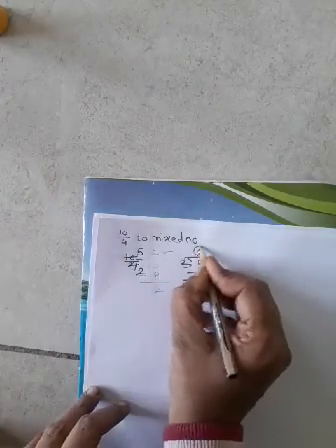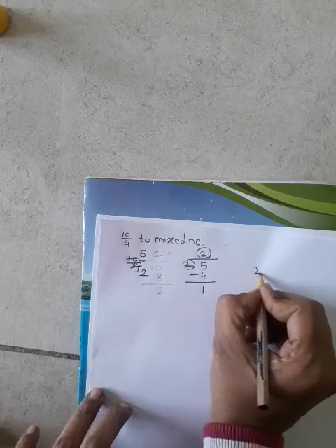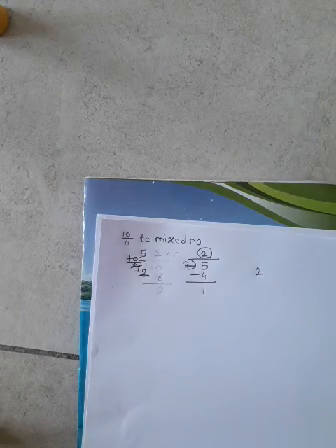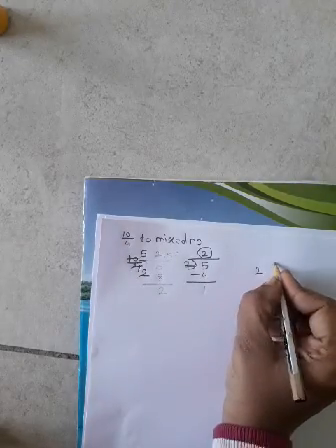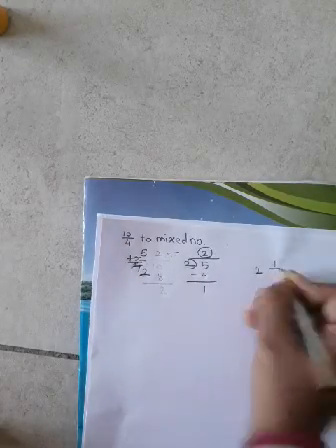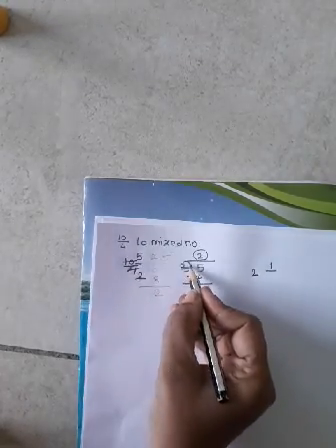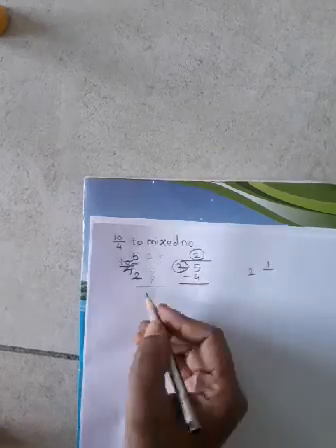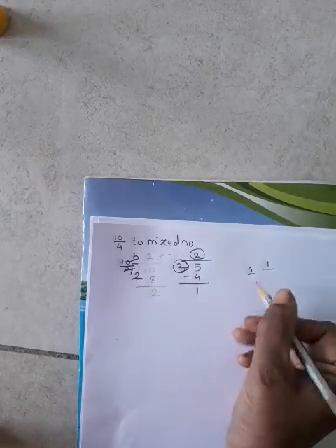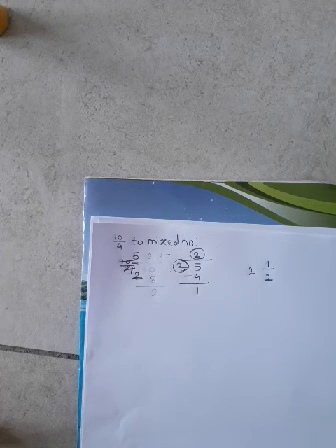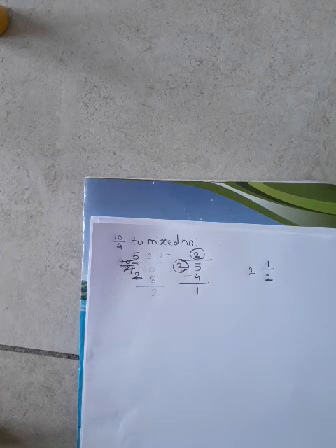Okay, here the quotient is written as a natural number. The remainder is written as the numerator, and the denominator is written the same as it is: 1 by 2. Understand? All of you understand? Next one.